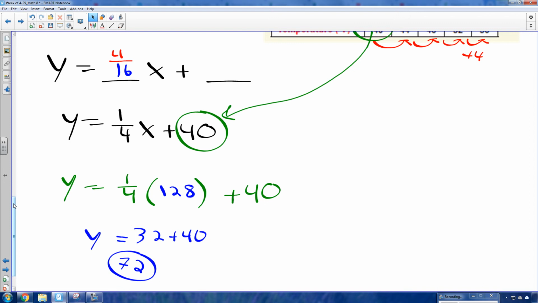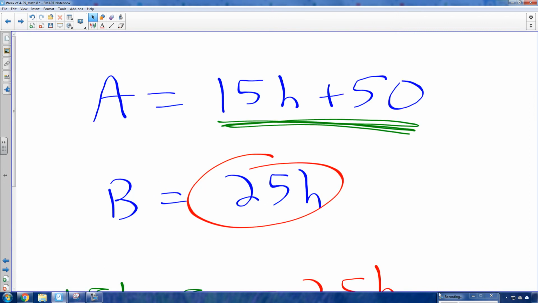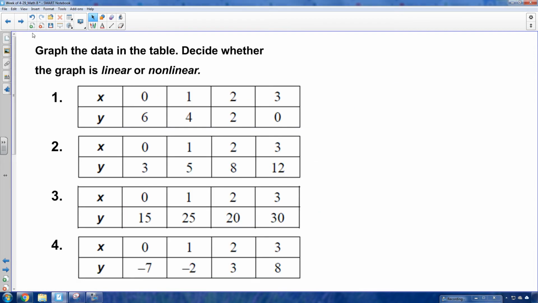So let's go on and talk about the last part here. We're talking about whether something's linear or nonlinear. That's what we're really doing here. So I want to show you one or two, and then just maybe you can get it from there. So if I was to look at linear and nonlinear, I just want to see if the change in y and the change in x is consistent. If the change in y and the change in x is consistent, I know it's going to be linear.